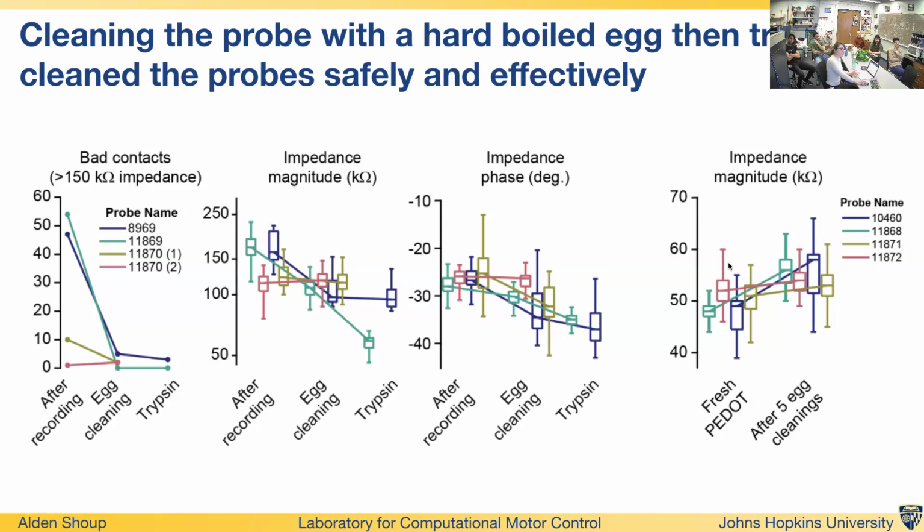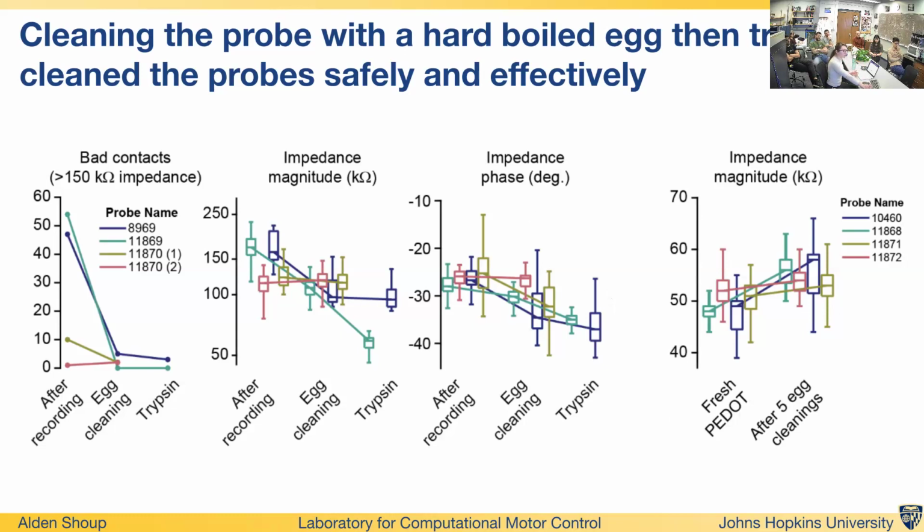In addition to that, this was without the trypsin. This was just testing the egg. And we believe that sometimes the egg can leave a little bit of egg particles on the probe from the cleaning process. Those are easy to remove with alcohol or trypsin, and that's why we use the second step of trypsin to alleviate that problem. So the egg cleaning is safe and it works. The egg then trypsin cleaning is safe and it works. That's what we use as our standardized procedure now to clean the probes every single day in between recordings.